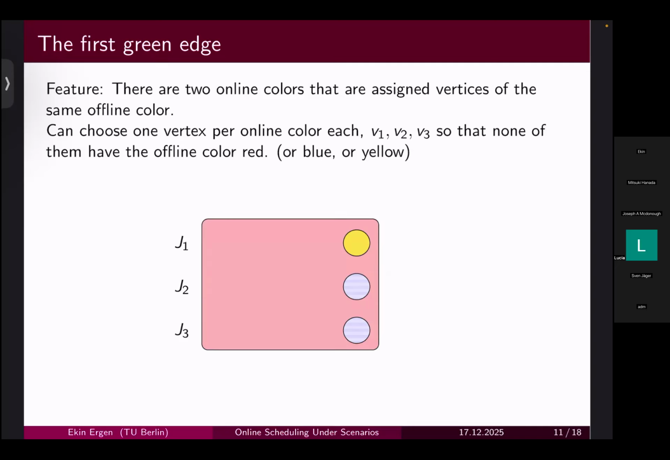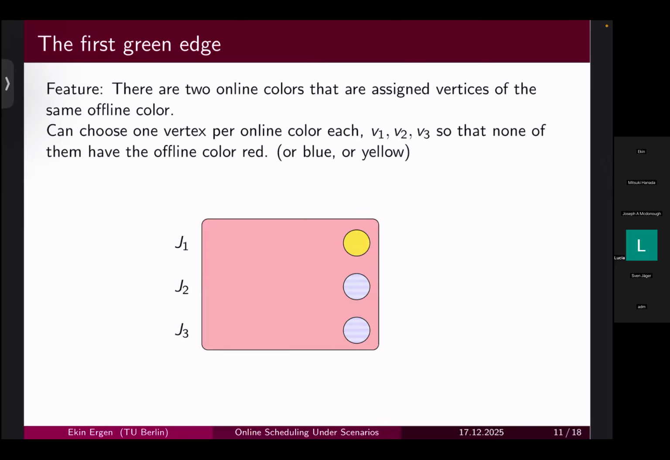The gadget has the nice feature, that's how it was created, that there are 2 online colors that are assigned to vertices of the same offline color. So there are two, J and I, such that for one feasible offline coloring, they are the same color. In particular, I can find 1 representative of the 3 online colors each, so that they don't exhaust all the colors. So I can pick 1 vertex that the algorithm colored J1, another one the algorithm colored J2, and another one the algorithm colored J3.